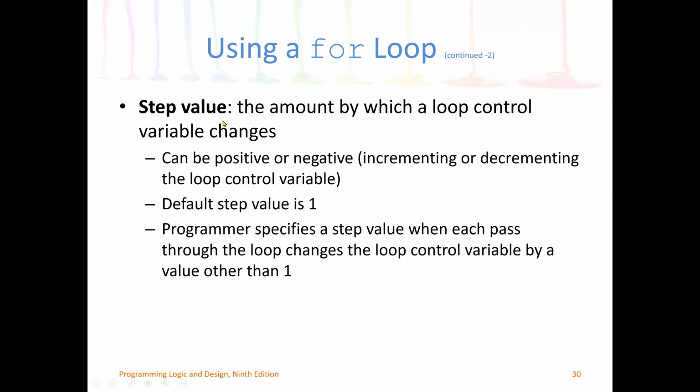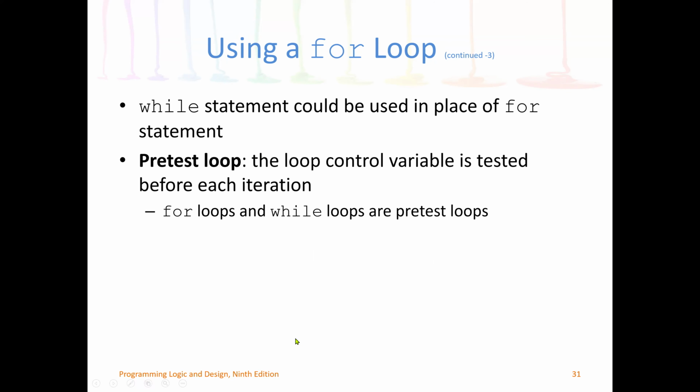So the step value again is the amount by which the loop control variable changes. So if the step is 1, that means it changes every round, one at a time. If the step is 2, it changes by 2, say from 1 to 3, 3 to 5, etc. So as we said earlier, well, actually we saw the two examples. We can use the while statement to replace the for statement if it's a counter-controlled loop.